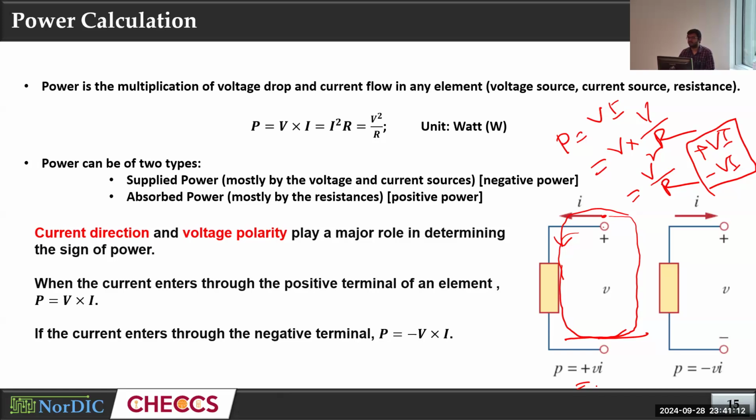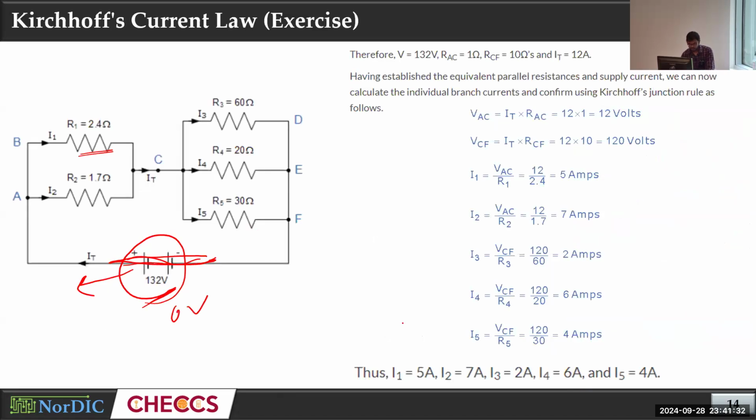That's our absorbed power. If we have the opposite scenario, here you can see that the current is leaving through the positive node and entering through the negative node. Right? So for that case, we will use negative VI, and that will be our supplied power. So now if you go back to this problem here, this IT, is it entering through the positive node or leaving through the positive node?